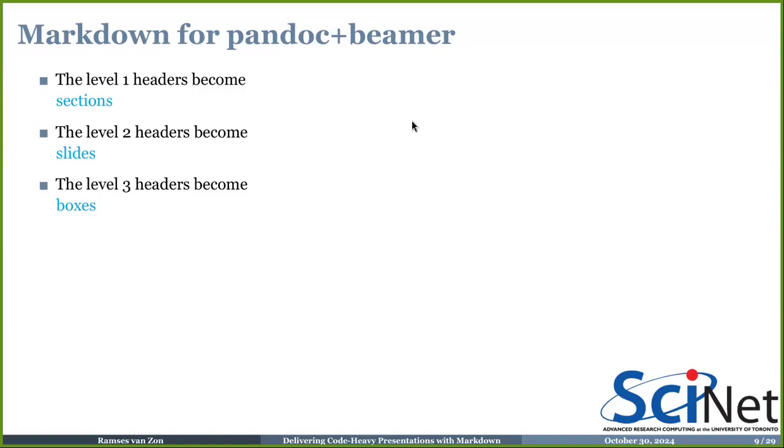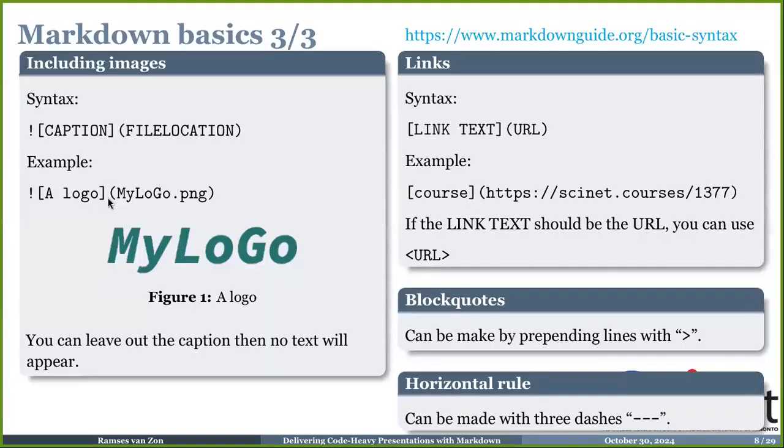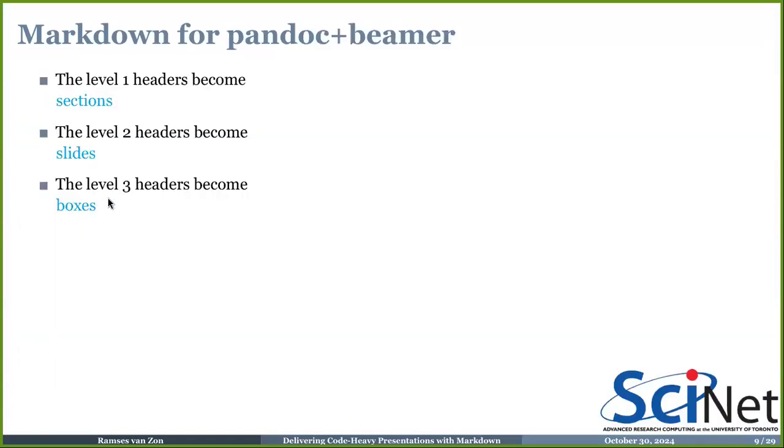And then if we do that, our level 1 headers that we just had will become sections. So we can have sections in our slides, a nice title in between them. The slides themselves will be the level 2 headers. So whatever header that was becomes the title of that slide. And then level 3 headers and below become what I would call boxes. And you've seen a few boxes already. Here are a bunch of boxes. That's them, those kind of boxes.